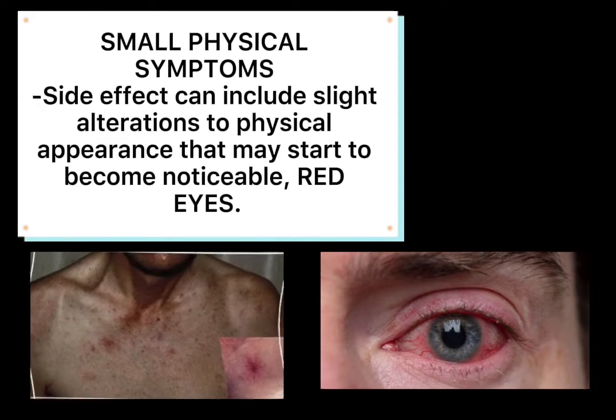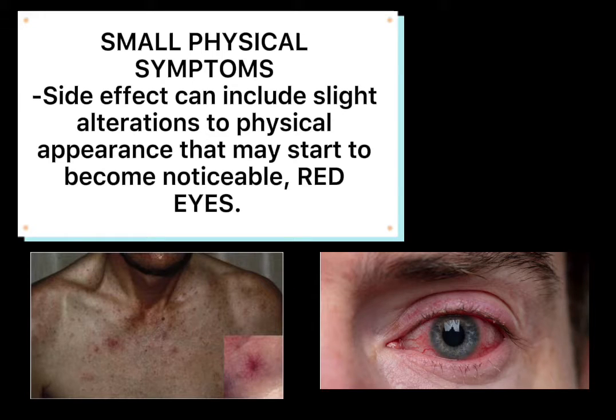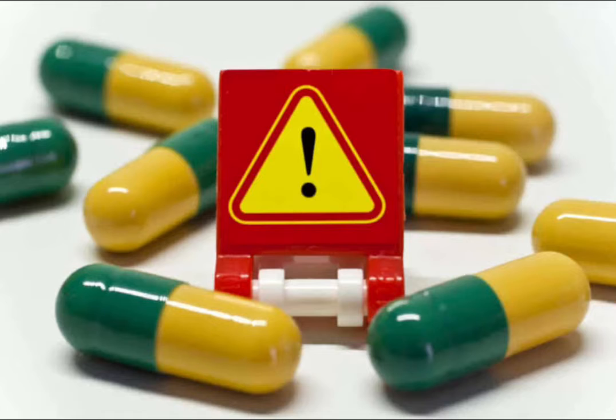Small physical symptoms. Side effects can include slight alterations to physical appearance that may start to become noticeable. Bloodshot or red eyes are telling signs of many types of drug abuse. Also, pay attention to skin texture and complexion. Frequent abnormal puffiness and flushed or washed-out color can also indicate ongoing abuse of drugs or alcohol.